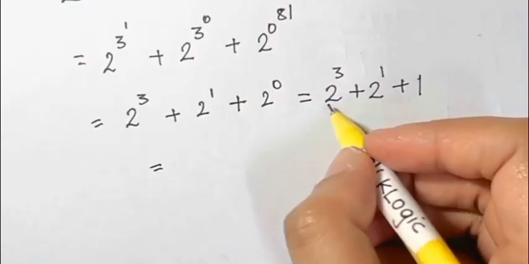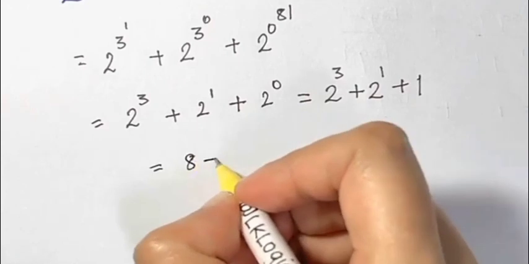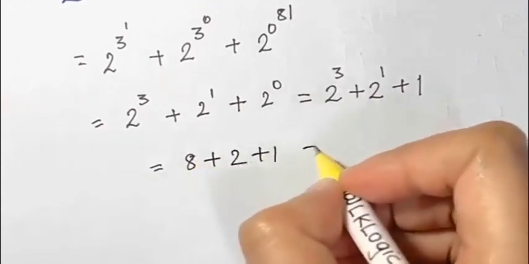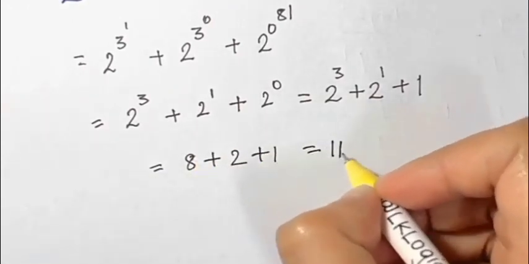2 cubed is 8, plus 2 plus 1. That's 11, and that's your answer.